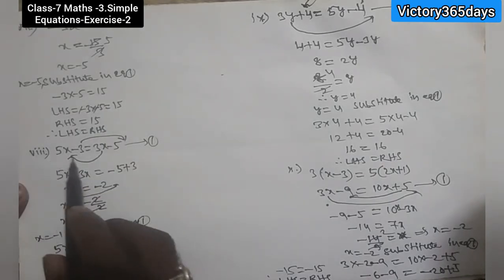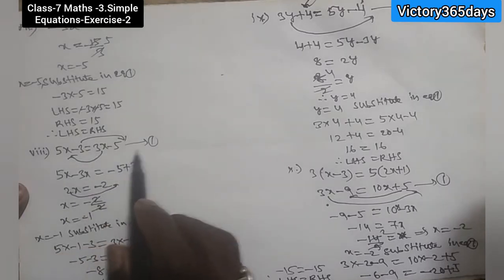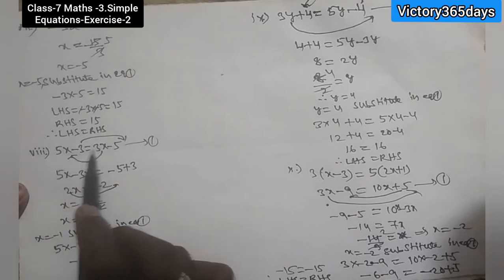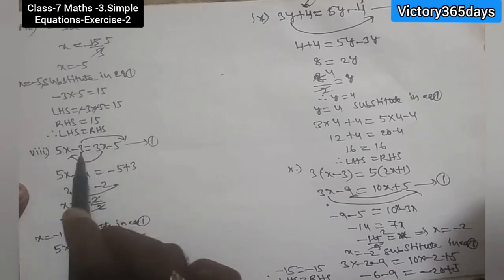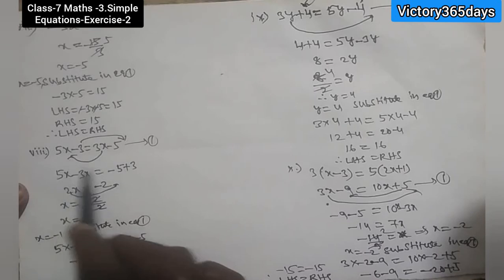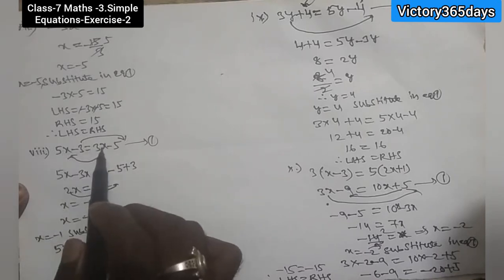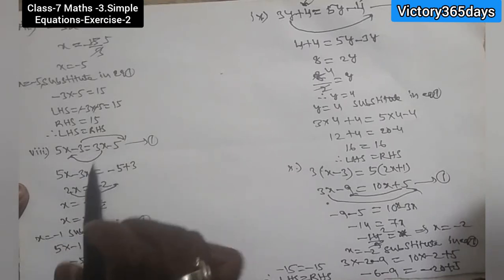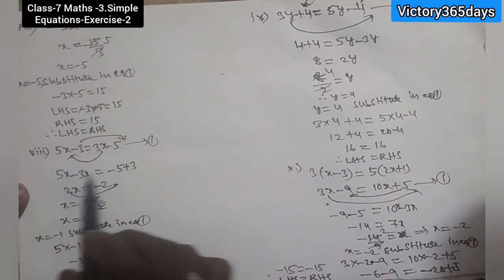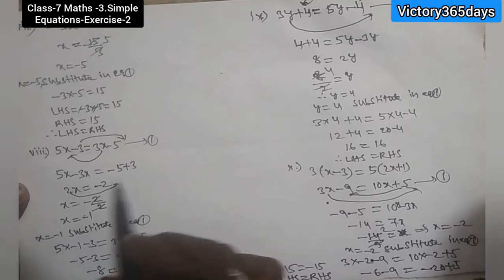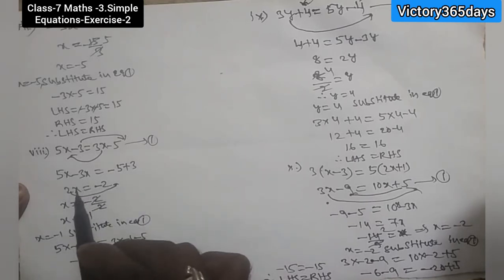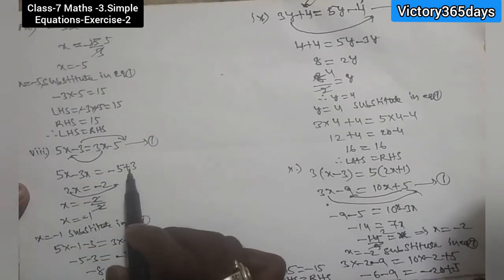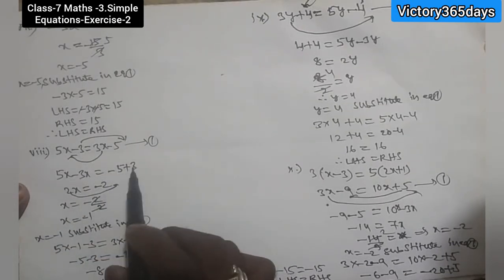Next sum, 5x minus 3 equal to 3x minus 5. So this is equation 1. So these two variable terms are there on each side, and again two constant values are there. So these are transferable. So this 3x is transferred to the left hand side, minus 3 is transferred to the right hand side. So 5x minus 3x equal to minus 5 plus 3. So then 5x minus 3x equal to, we are getting, minus 5 plus 3, equal to minus 2.